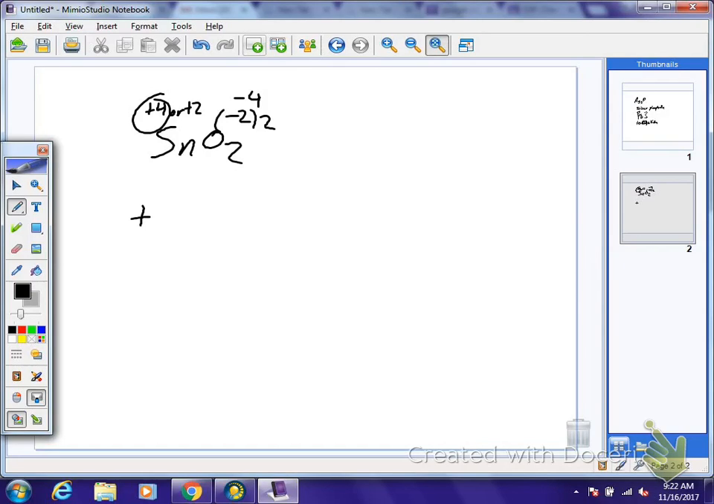So that would be tin(IV) oxide. That's what you should have down for that one. Tin(IV) oxide.